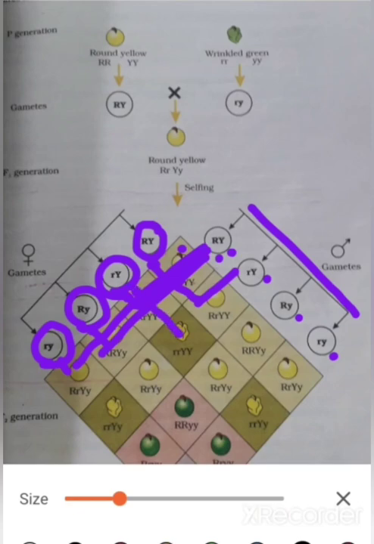Then small r capital Y combines with small r capital Y. We get small r small r, capital Y capital Y. It is the wrinkled yellow. Its phenotype is wrinkled yellow. Then capital R small y combines with small r capital Y. We get capital R small r, capital Y small y. Its phenotype is round yellow. It is the heterozygous condition.